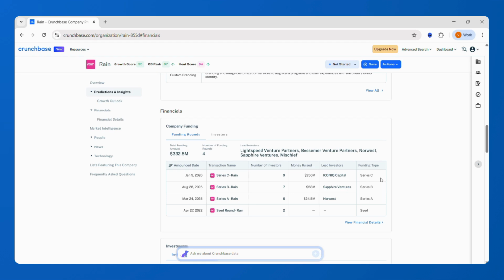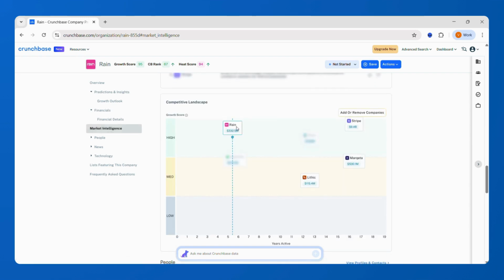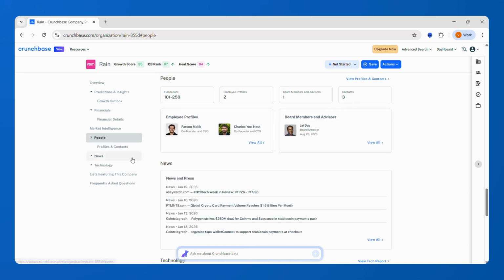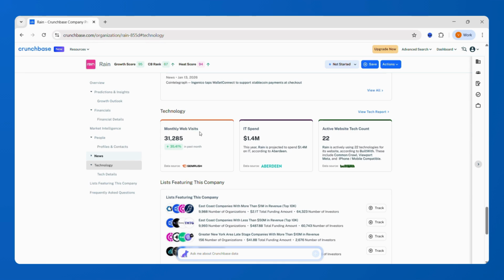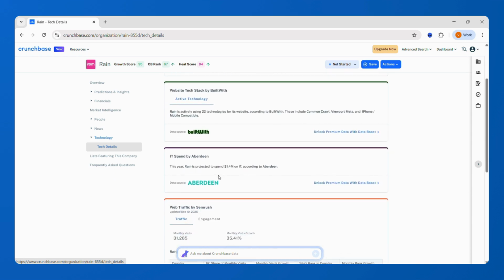Moving on, we even have market intelligence, where we're able to see the competitors and where that particular company is ranked in comparison to the competitors. In terms of people, we're able to see their headcount, and we get news related to it as well. And I'll further expand on this in their advanced search as well. In terms of technology, we get how many monthly visits they have, what their current IT spend is, and how many tools or website tech they have on their platform. So these are a few details that we get in terms of the company insights on Crunchbase. How to use it is completely up to us.